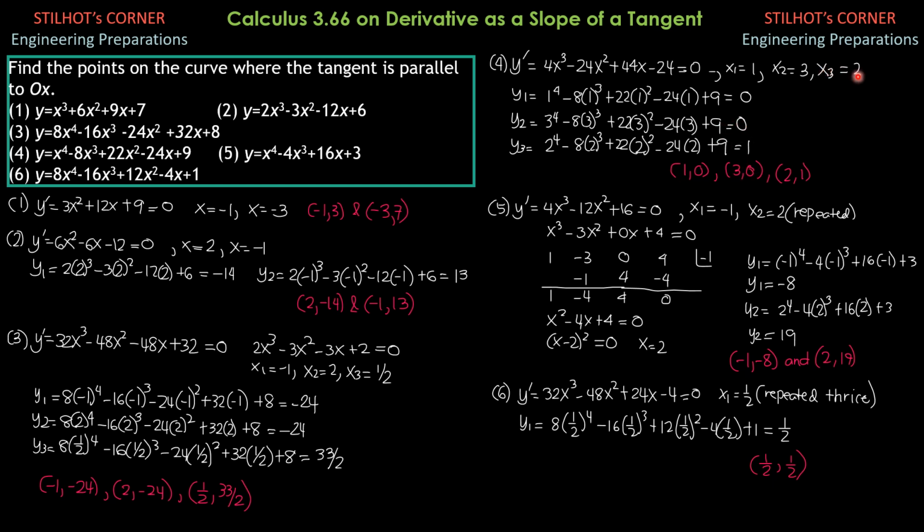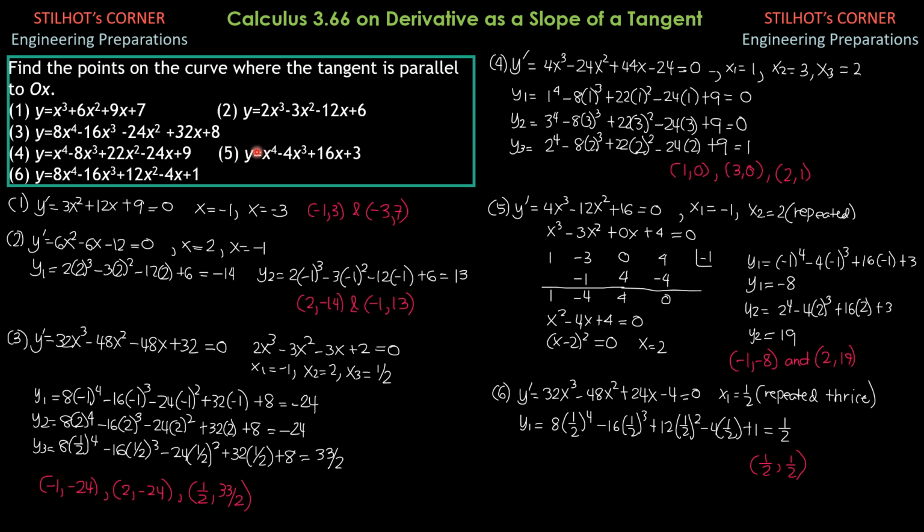And finally, when x is 2, 2 to the fourth minus 8 times 2 cubed plus 22 times 2 squared minus 24 times 2 plus 9 is equal to 1. So the third point on the curve where the tangent is parallel to OX is (2, 1).